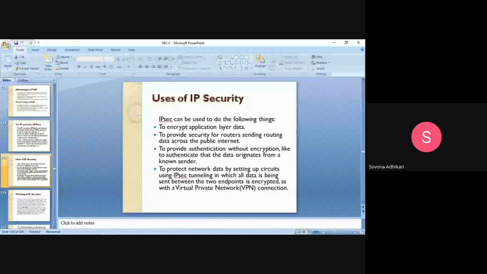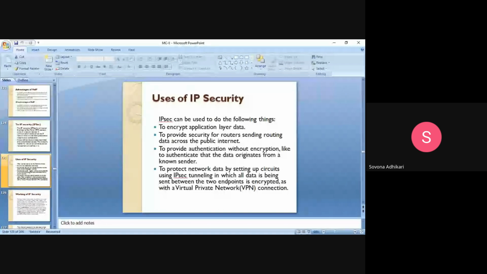IP security can be used for the following things: to encrypt application layer data. The data is encrypted into another form. The original data, before traveling, is converted to another form. It is encrypted to provide security for routers sending routing data across the public internet.